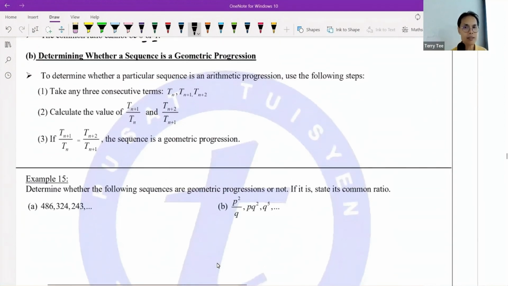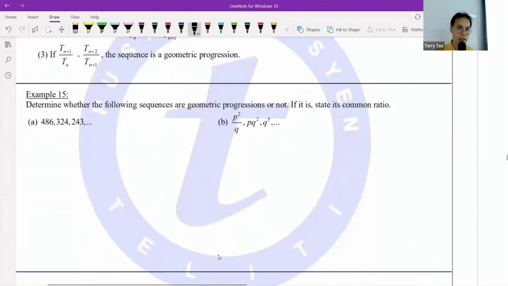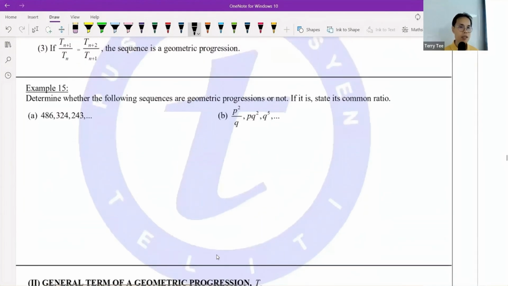So how do I know whether it's a geometric progression? T2 divided by T1 equals T3 divided by T2. Or you can say Tn plus 1 divided by Tn equals Tn plus 2 divided by Tn plus 1. Any two consecutive terms. So let's start with example number 15.